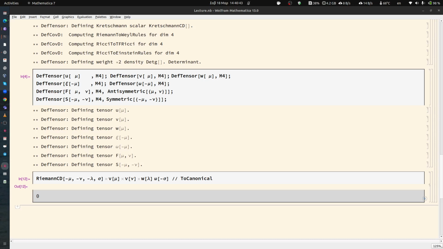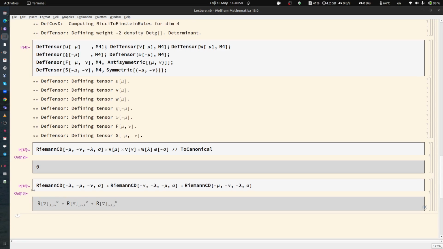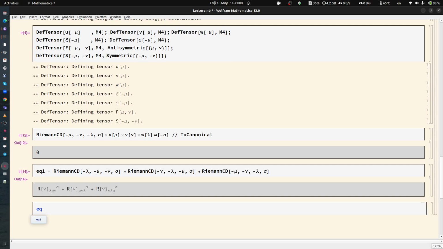So let's look at the multi-term symmetry of the Riemann tensor. We know that this should be 0, but it is not. So let's call this equation 1. Now, the best we can do is to write this in a canonical form.